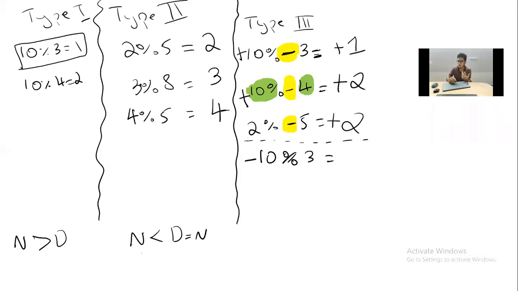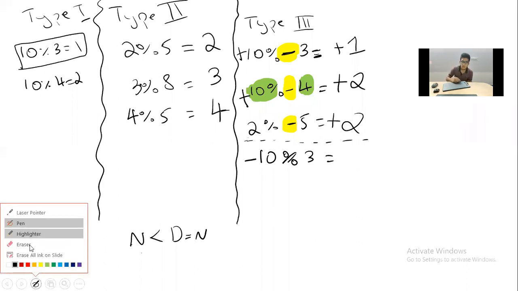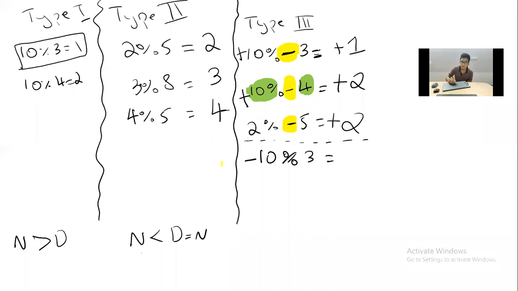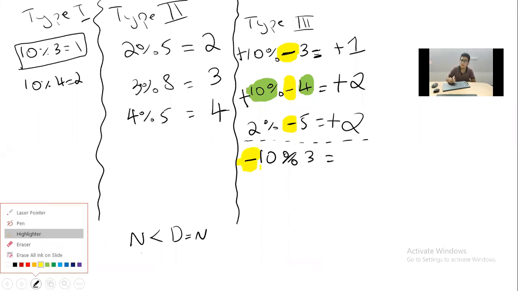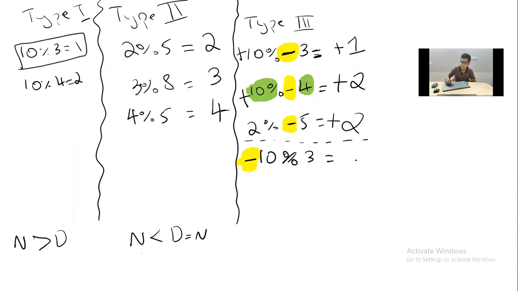So what we have to do now, whenever you see a negative sign, you have to ignore that negative sign. So I'm ignoring it now. After ignoring the negative sign, you have to calculate normally. So what is 10 mod 3? 10 mod 3 answer is 1.